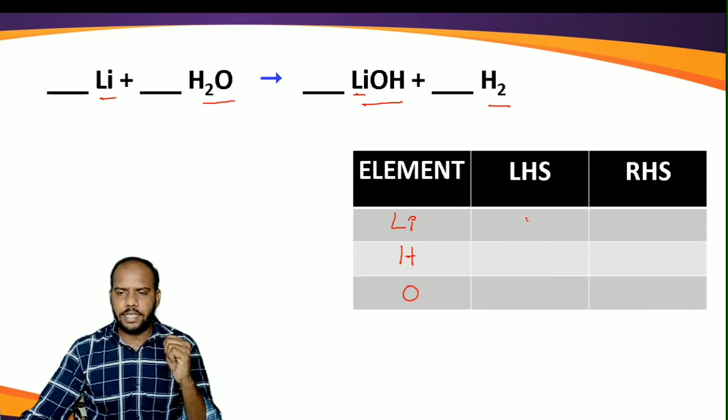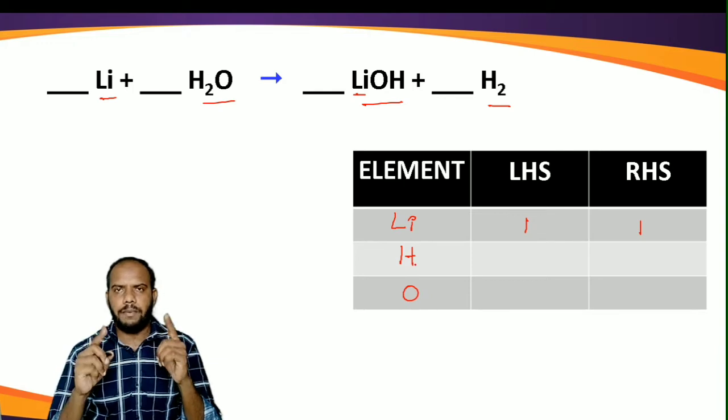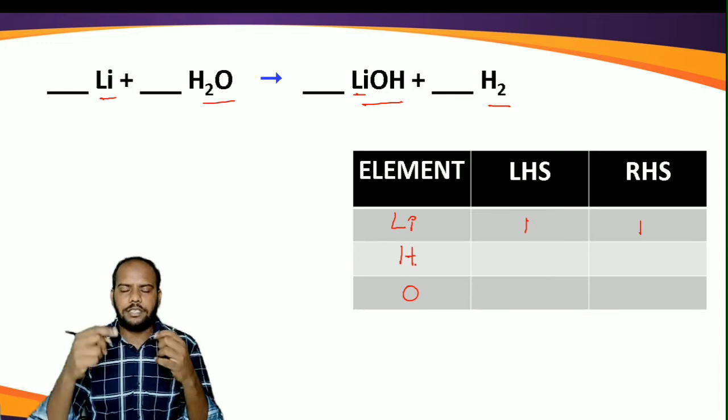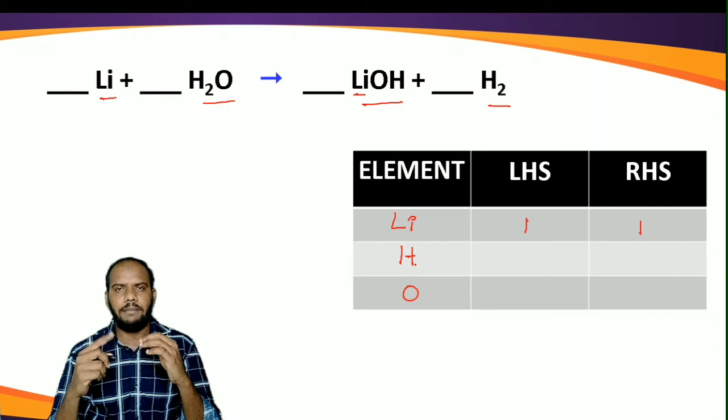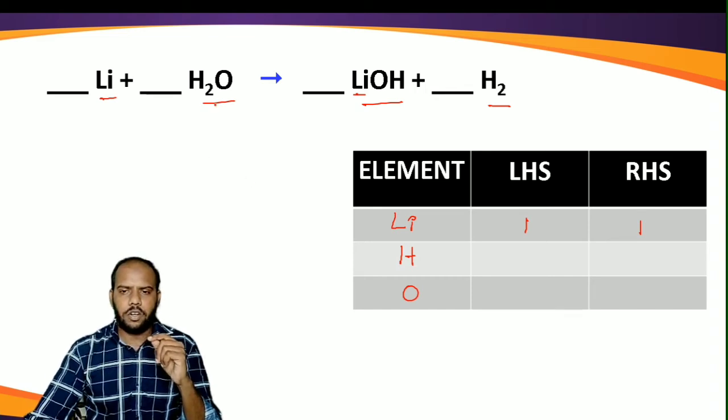So we have written 1 lithium, 1 lithium. Now hydrogen and oxygen should be balanced. First hydrogen, last oxygen. Every time, try to balance the oxygen last, because oxygen makes the balancing difficult. At last we should balance the oxygen.